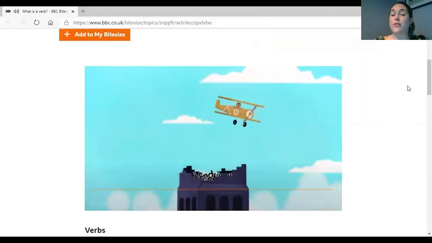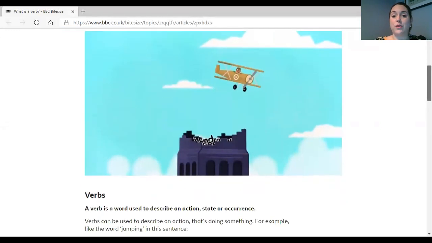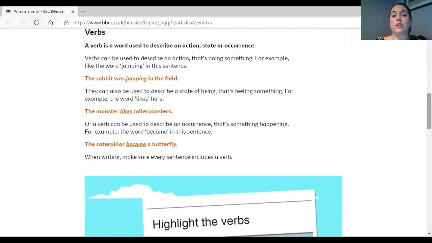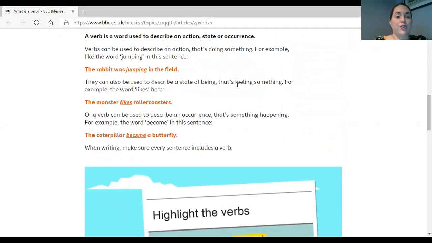Okay, hopefully that was a bit of a recap for you on what verbs are. We've talked about them lots over the last few years. A verb is a word used to describe an action, a state, or an occurrence, something that happens. So, an action. The rabbit was jumping in the field. Jumping is the verb. That's the action that the rabbit is doing.